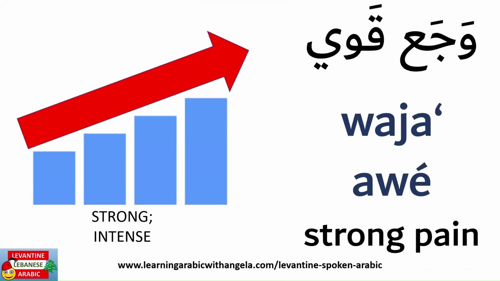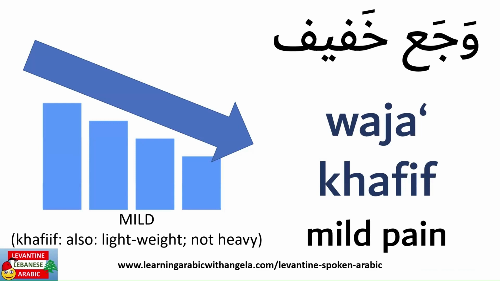Describing the intensity of pain. You might know the adjective قوي is strong. وجع قوي, strong pain or intense pain. For mild, we use the adjective خفيف. وجع خفيف. You might also know that خفيف means lightweight, which is the opposite of تقيل or heavy. Hence, وجع خفيف is mild pain.